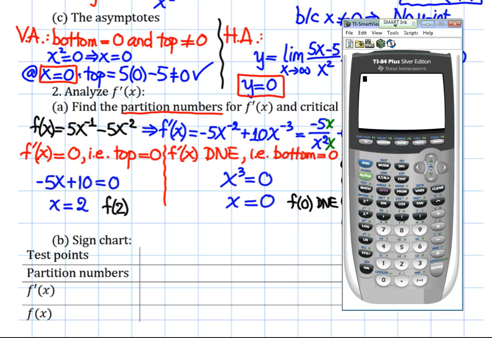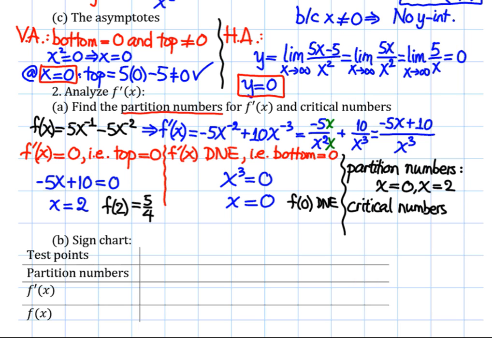The other way, we hit y variables, y1, and evaluate at 2. So we can convert to fraction 5 over 4. So the function is defined when x equal to 2. Therefore, we have critical numbers only at, only one of them, at x equal to 2. X equal to 0 does not exist.